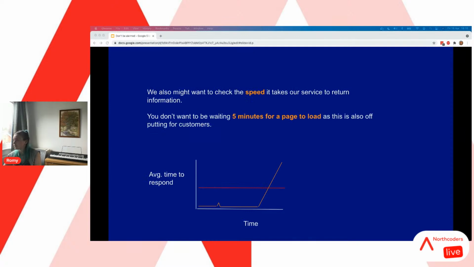We also might want to check the speed it takes our service to return information. You don't want to be waiting 5 minutes for a page to load. So we can check what our average time to respond is over time. And so we can see something bad happened here. Suddenly our service was degrading. And we can be alerted before it fully outages as well, which helps us be proactive rather than reactive.